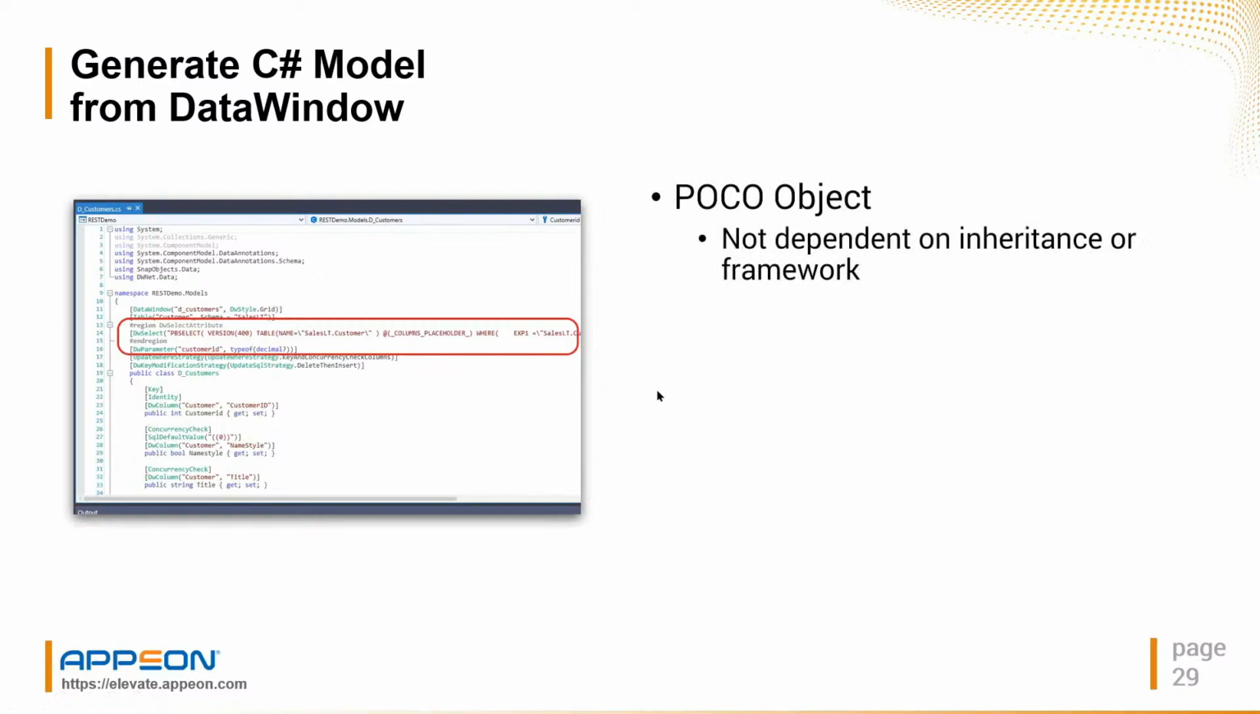The reason you have a POCO object is so that you have an object that's not dependent on the inheritance or framework and provides loose coupling. So your data access layer just sends this plain old POCO object up through the rest of the layers, and the rest of the layers don't know where that data came from and don't care.